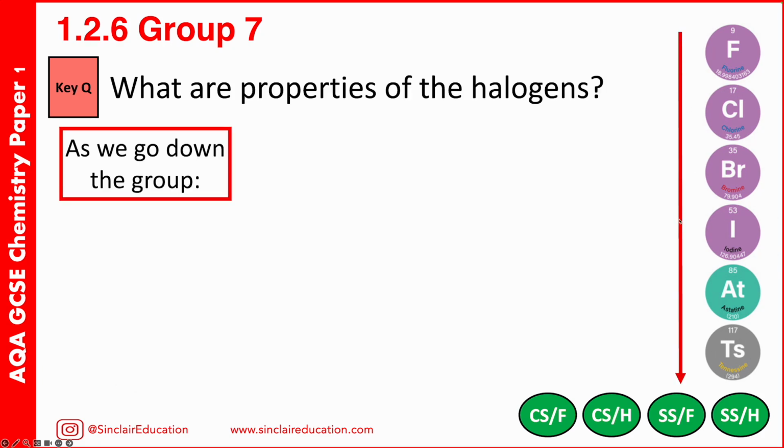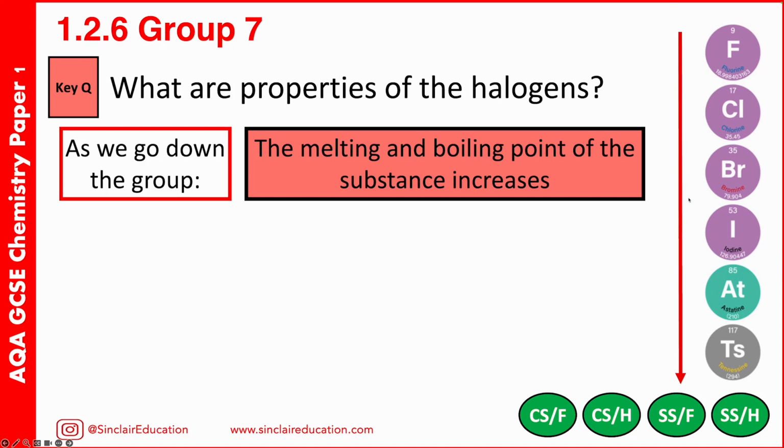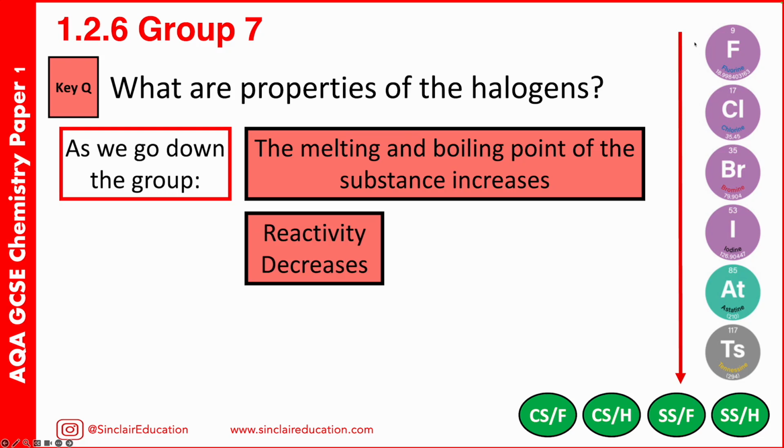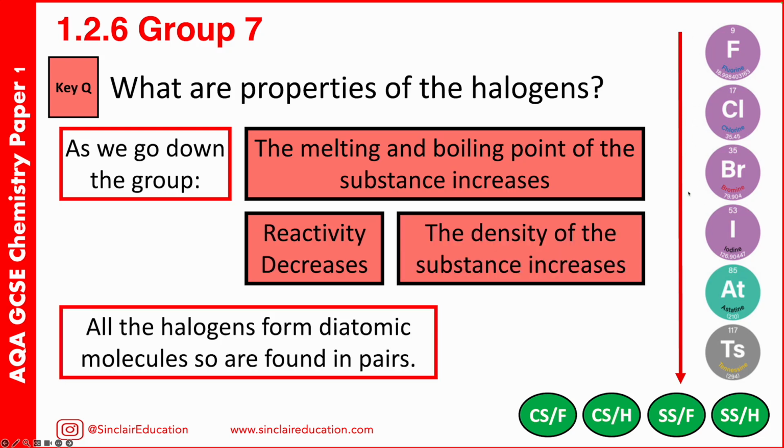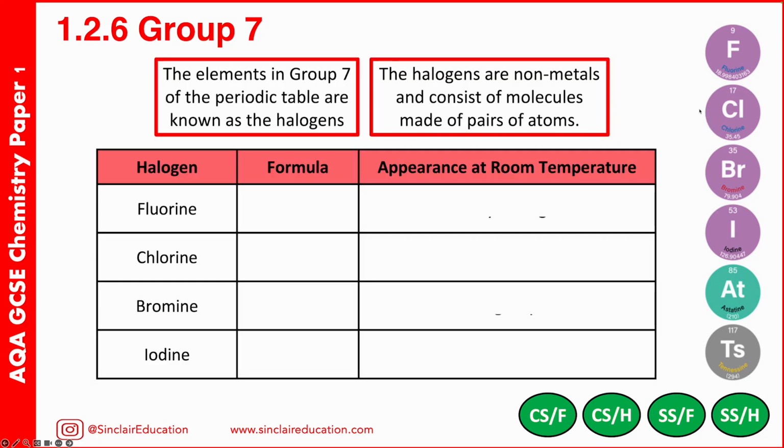So as we go down this group, the melting and boiling points are going to increase because the molecules are getting larger, but the reactivity is going down and they will get more dense. One key bit for the halogens is that they will all form diatomic molecules. So what that means is that the molecule for fluorine will have the formula F2. All the atoms pair up. So fluorine will be F2 and it'll be a pale yellow gas.